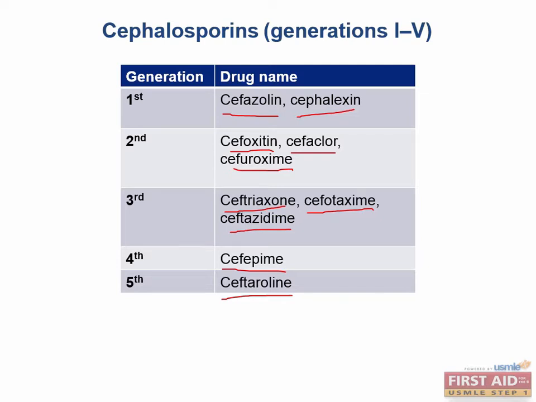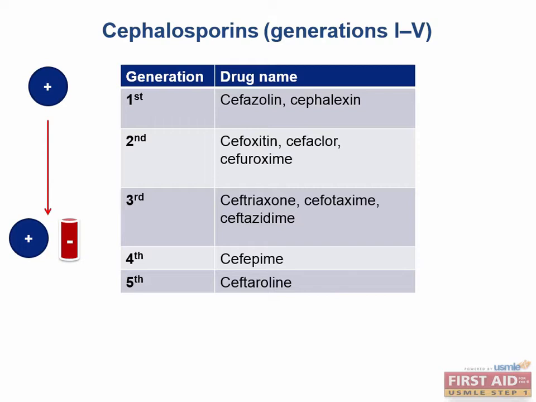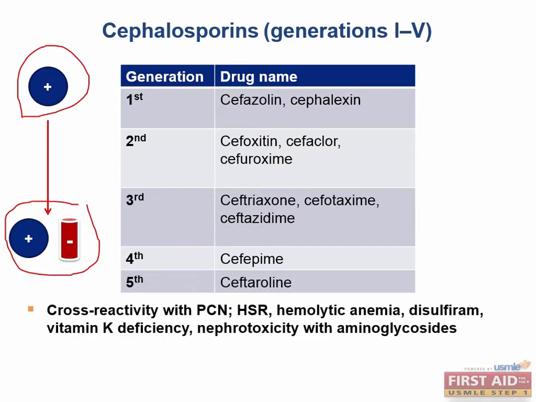As the generations increase from 1 to 5, the drugs have better coverage against gram-negative bacteria. The first generation cephalosporins mainly cover gram-positive organisms, while the 5th and 4th generation can also impact gram-negative organisms. Before we go through each generation individually, the toxicities include a cross-reactivity with penicillin, hypersensitivity reactions, hemolytic anemias, a disulfiram-like effect, vitamin K deficiency, nephrotoxicity with the aminoglycosides.